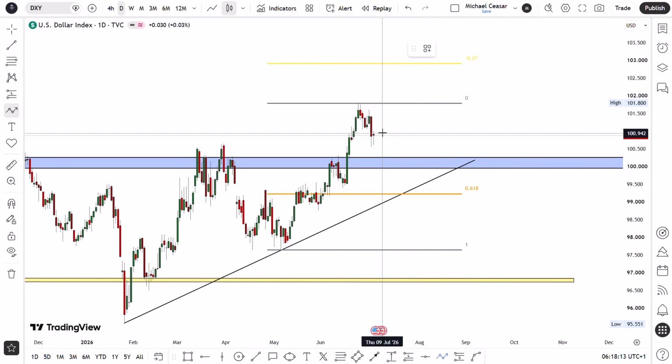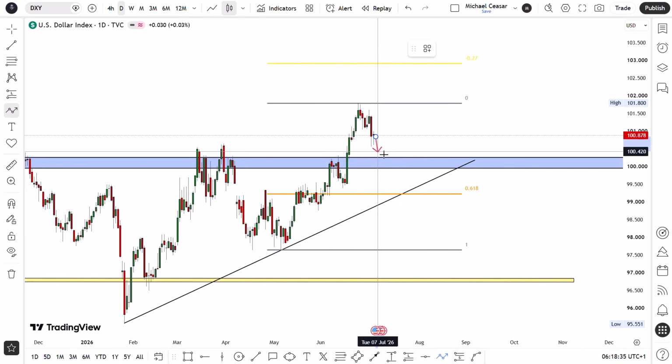The only thing I'll be doing now is waiting for the DXY to make the move. As a trader, I don't need to chase the market. Allow the market to come to you. Place your levels, leave the market, allow the market to retrace back to you, and then allow the market to decide. Don't decide for the market.